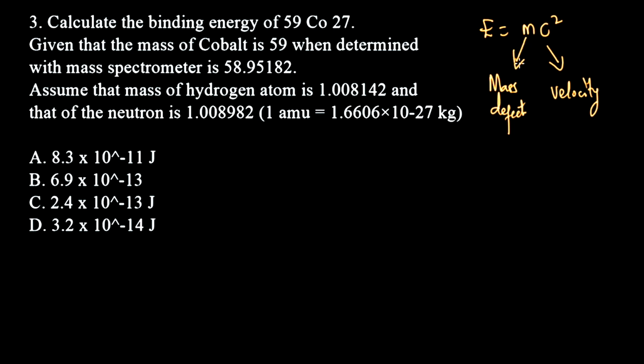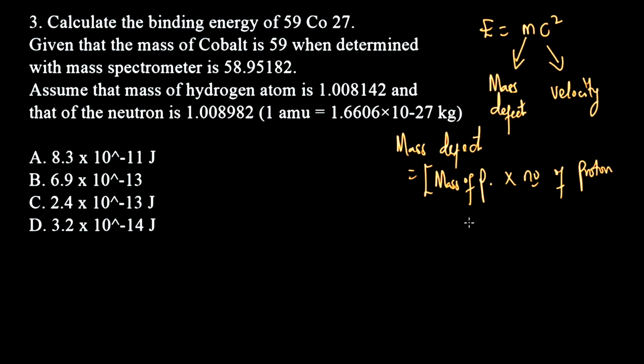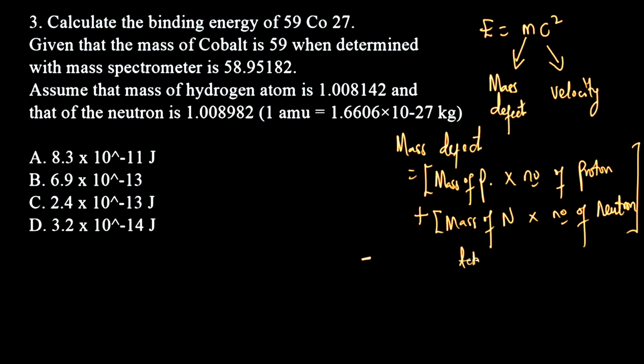To calculate the binding energy, we need to calculate the mass defect. The mass defect is simply the mass of proton, given here in AMU, times the number of protons, plus the mass of neutron times the number of neutrons, minus the actual mass of the nucleus.